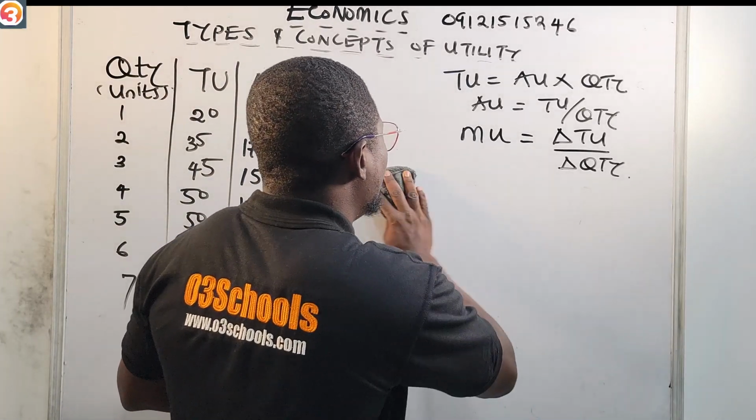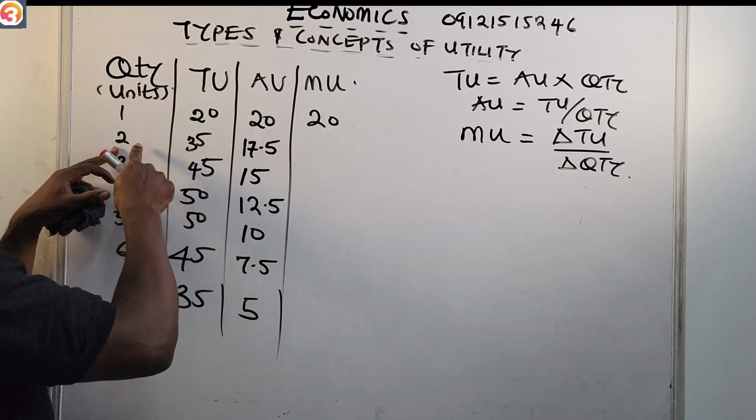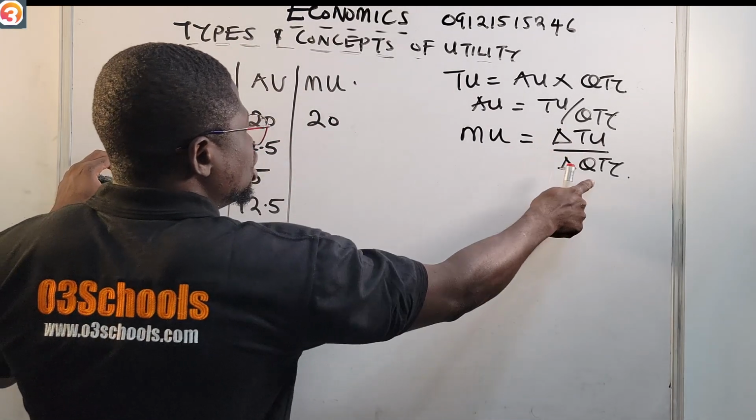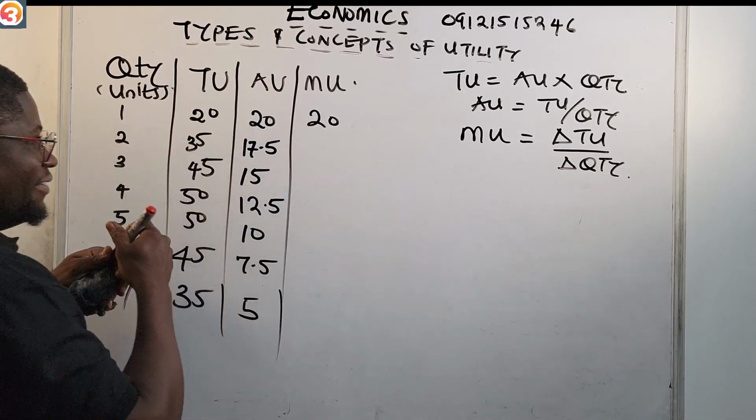So now let us go to the second one. For this second one, we have to calculate the change in total utility over the change in quantity. What is the change in total utility here? From 20 to 35, that is what?